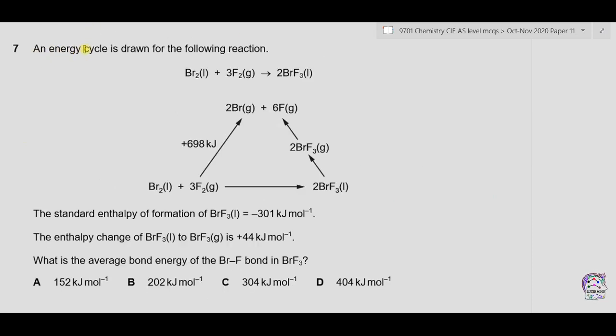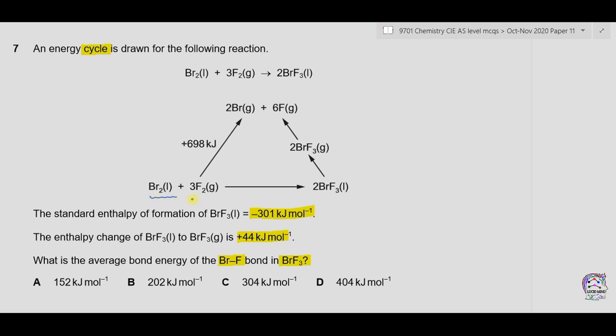Question 7. An energy cycle is drawn for the following reaction. We have bromine liquid which reacts with fluorine gas to form bromine trifluoride. The standard enthalpy of formation of BrF3 liquid is minus 301 kilojoules per mole. The enthalpy change of BrF3 liquid to BrF3 gas is plus 44 kilojoules per mole. What is the average bond energy of the BrF bond in BrF3?